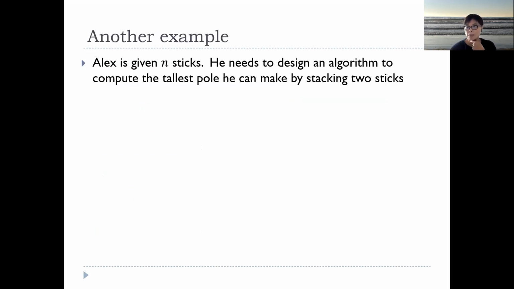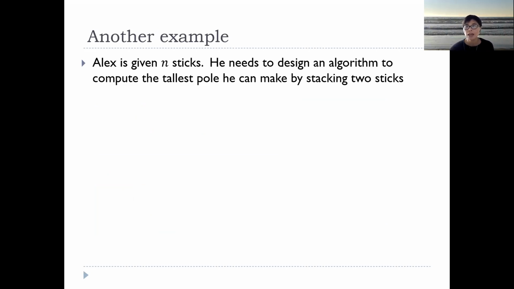Here's another example of having a nested loop. Suppose that you are given n sticks, and you're supposed to design an algorithm to compute the tallest pole that you can make by stacking 2 sticks together. You're given n sticks together with their lengths, and you need to pick 2 out of them, put them together, and return the one that gives you the tallest, the longest in length.